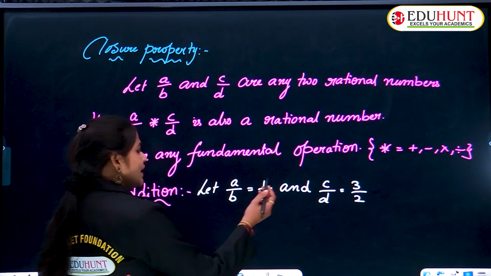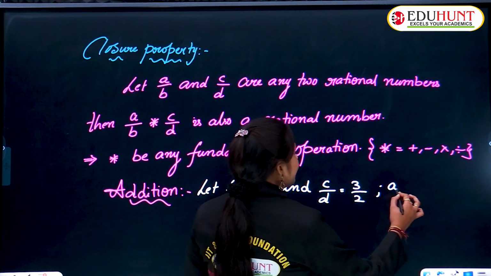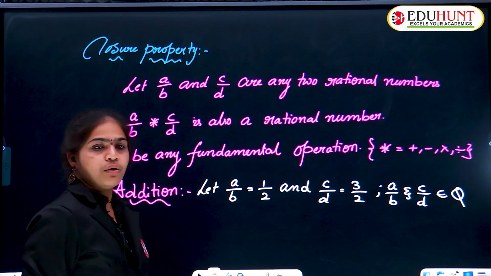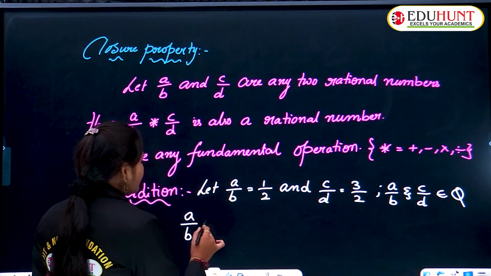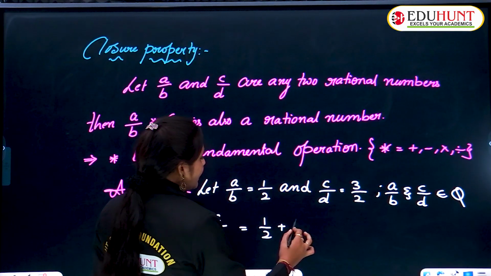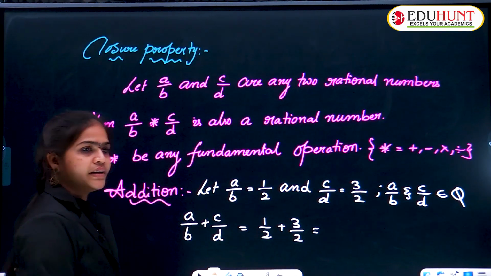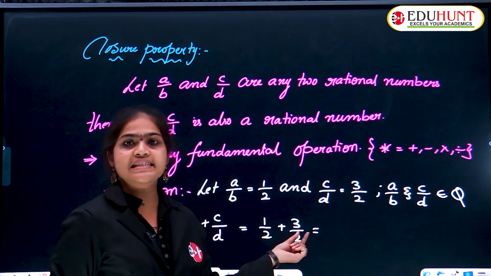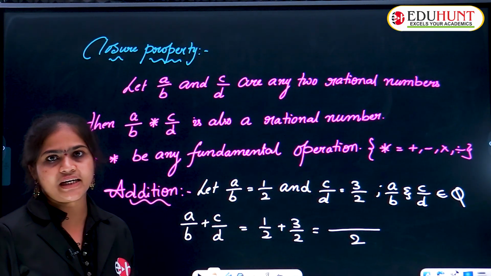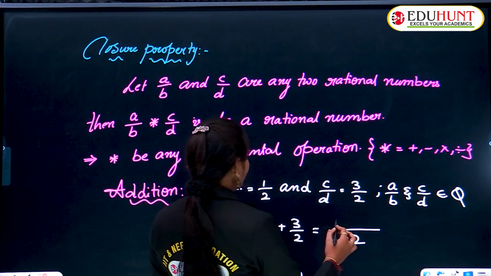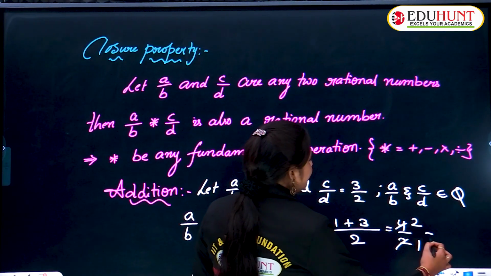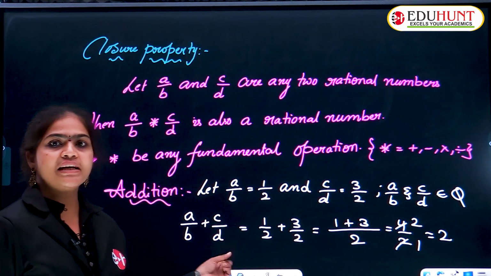Now a by b is a rational number, and in the same way c by d also belongs to rational numbers, no? Now a by b plus c by d equals 1 by 2 plus 3 by 2. Then what will we get here? Those two have the same denominator, no? That's why in the denominator we again get the same denominator, 2. Just add the numerators, 1 plus 3, which equals 4 by 2. 2 ones are 2, 2 twos are 4. After cancellation, how much did we get? After cancellation we got 2.